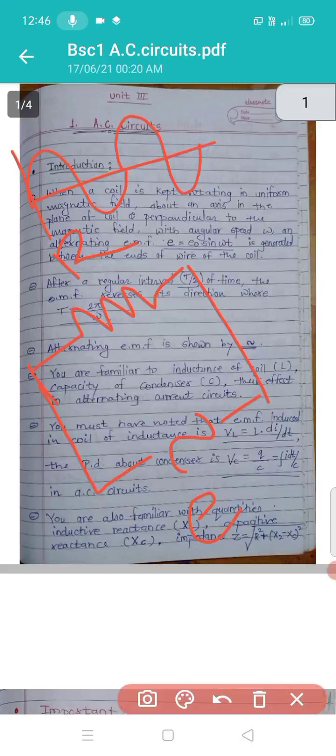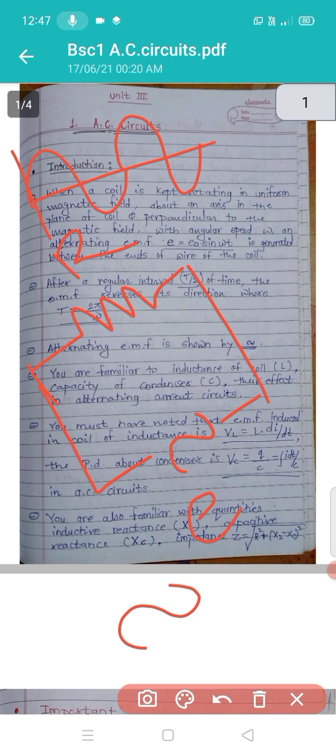When a coil is kept rotating in a uniform magnetic field about an axis in the plane of the coil and perpendicular to the magnetic field with an angular speed omega, then alternating EMF is generated between the ends of the coil of wire. After a regular interval of time it reverses its direction, where the time period is 2 pi by omega. The alternating EMF is shown by this symbol.